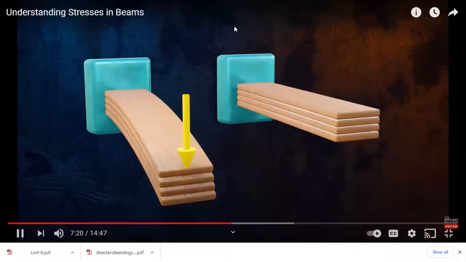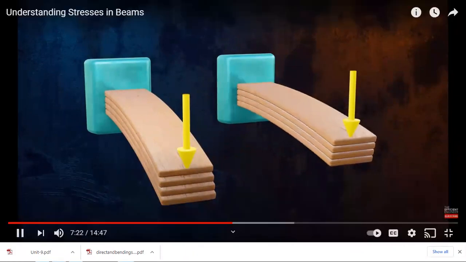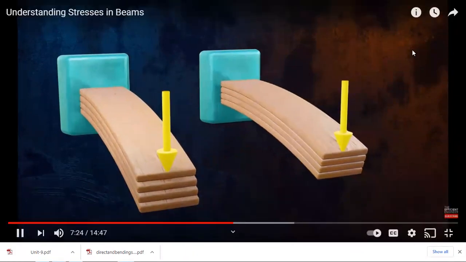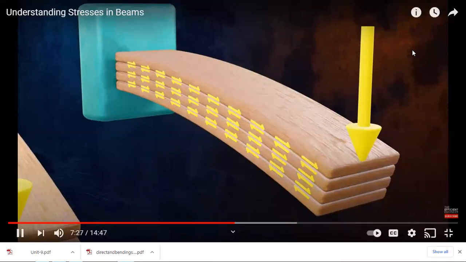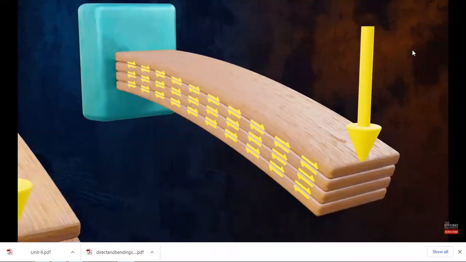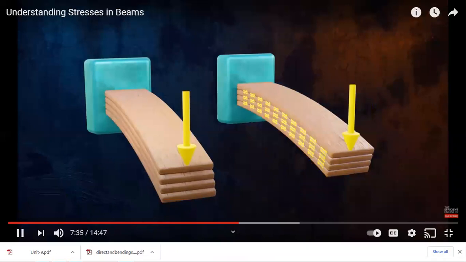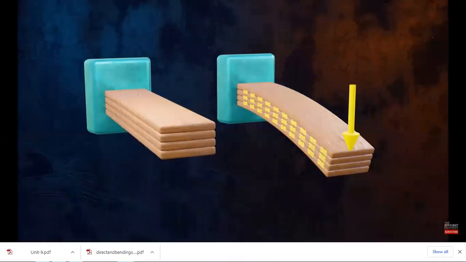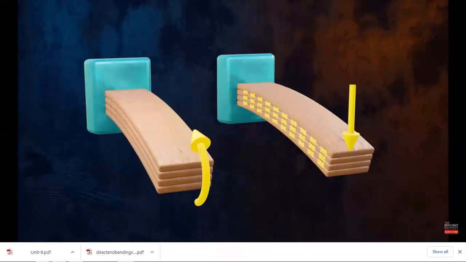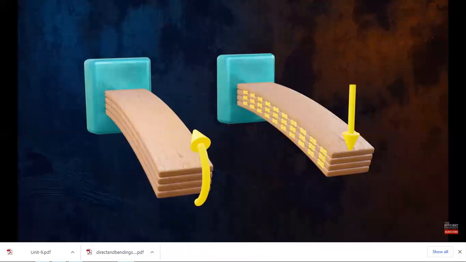When the load is applied, the planks cannot slide, and so horizontal stresses develop between them. If these shear stresses are larger than the shear strength of the glue bond, the glue will fail. These horizontal shear stresses don't exist if we apply a moment instead of a force, because that gives us a state of pure bending, and so there is no tendency for the planks to slide relative to one another.